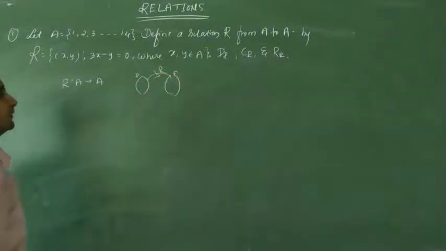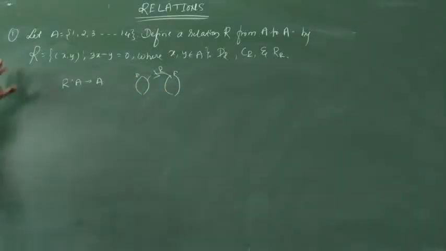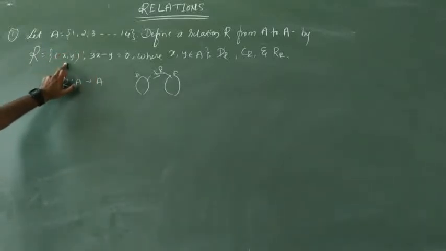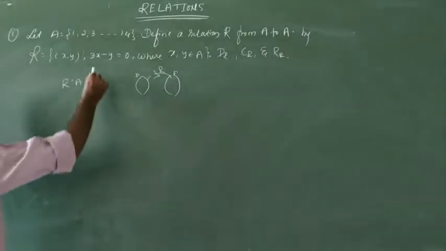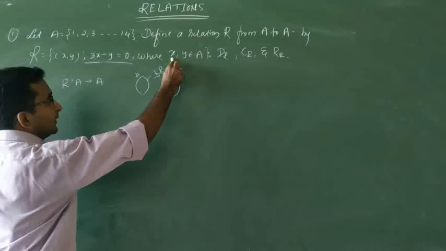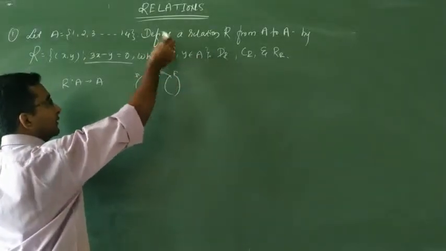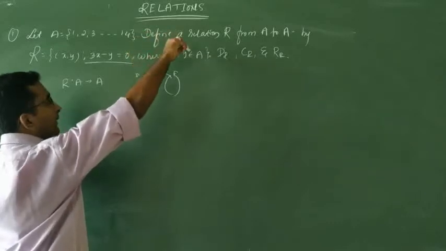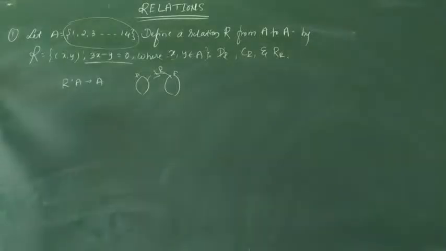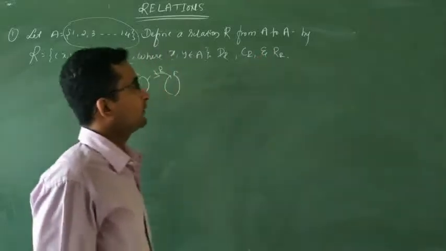This is the relation R from set A to A. They have given the relation in set-builder form, that is, the pair (x, y) where 3x minus y is equal to 0, where (x, y) belongs to A. The first element and the second element of the ordered pair (x, y) both belong to A. We have to find the domain of R, the codomain of R and the range of R. Okay.